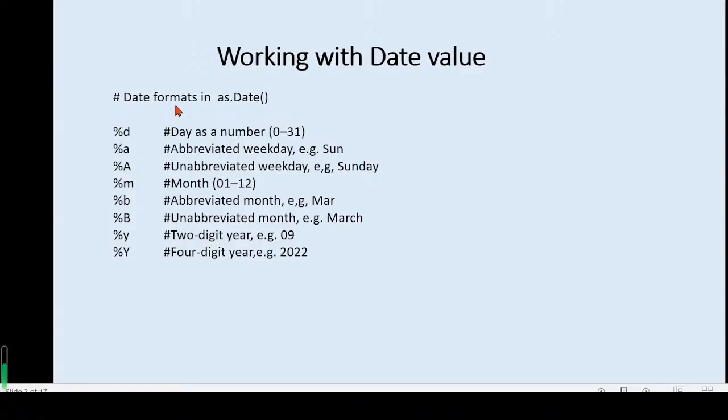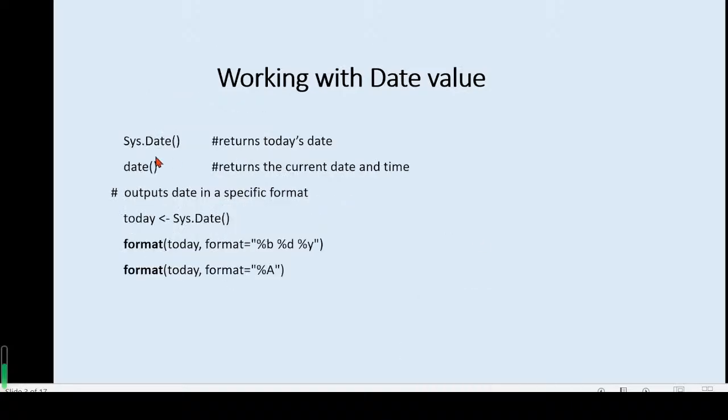And these are the formats in the as.Date function. For example, this represents the number for the month, this for the week, this for the unabbreviated weekday, and so on. We can also show today's date, and this is the calendar date and the time.